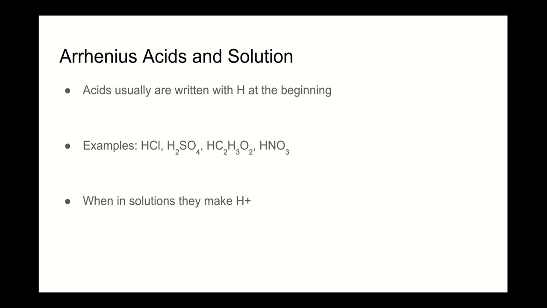Here are some examples of Arrhenius acids. The one we deal with a lot is HCl, called hydrochloric acid. You have H2SO4, called sulfuric acid, sometimes used in car batteries. The next one, which looks really beefy, HC2H3O2, is called acetic acid, and that is what makes vinegar acidic.